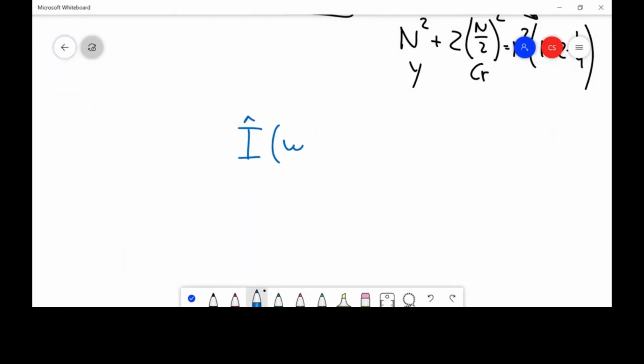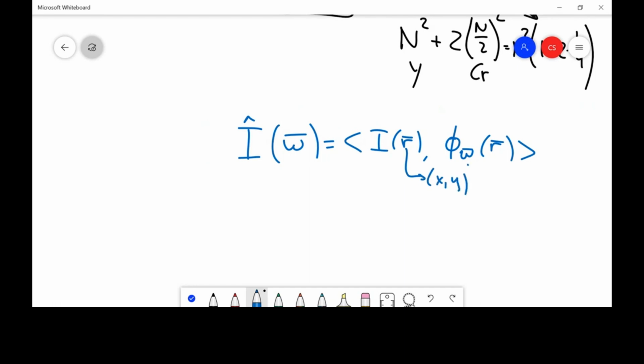So the Fourier transform, for each frequency, was the inner product between the image and a basis function, and this basis function depends on the frequency. This is omega. So this letter and this letter are the same, omega. R is a space, so R is (x, y), and omega is (omega x, omega y).